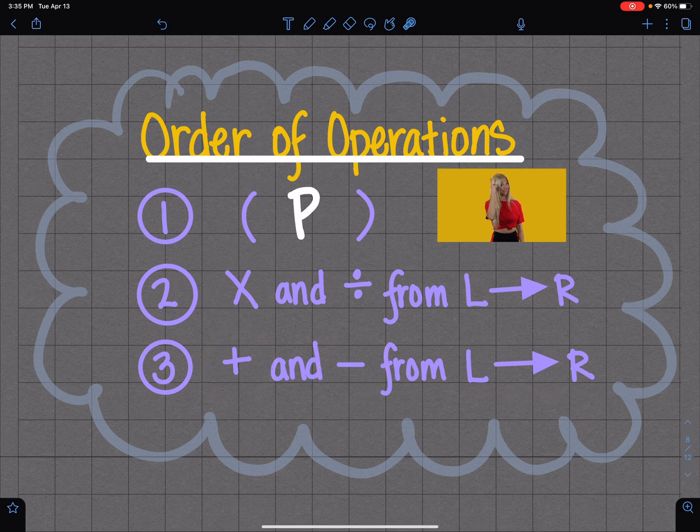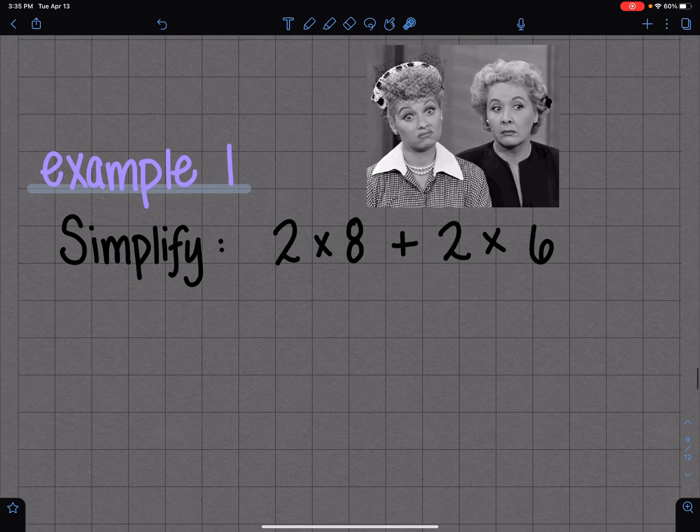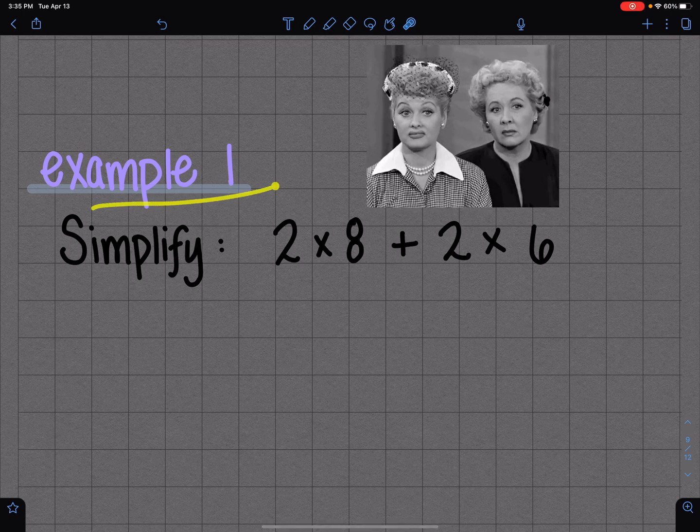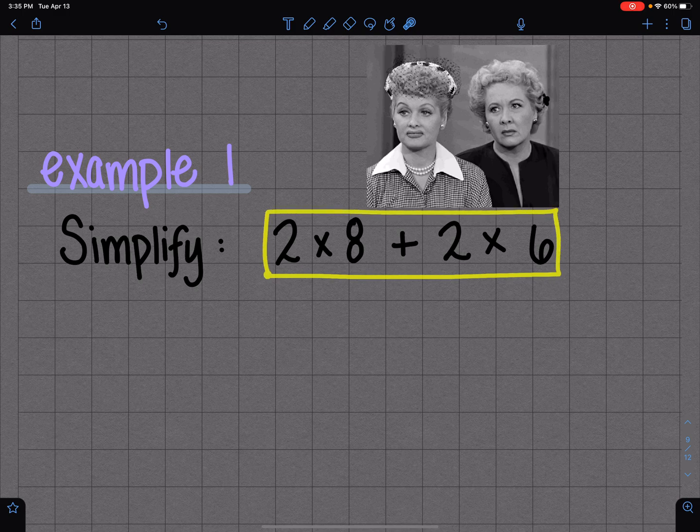All right, so let's try it. This is the best way to do it, right? Yeah, it is the best way. Let's do example 1. They want us to simplify this math. Now, this is a whole string of things: 2 times 8 plus 2 times 6.